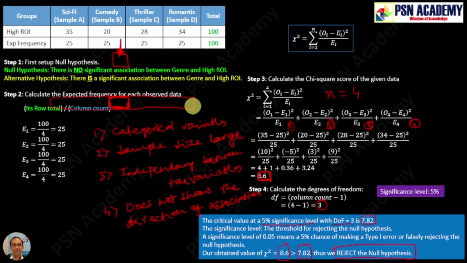Because in this example you see that the chi-square says that there is a significant association between genre and high ROI. That is true. But the thing is that it is not showing whether genre is a deciding factor of high ROI or the high ROI is a deciding factor of genre. So that kind of direction is not displayed by the chi-square, right? So these are the 4 major limitations you have in chi-square test.